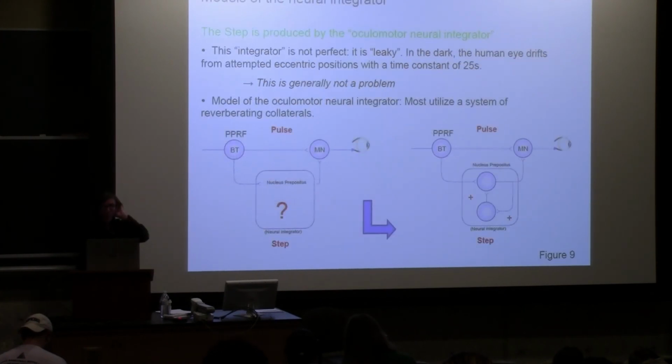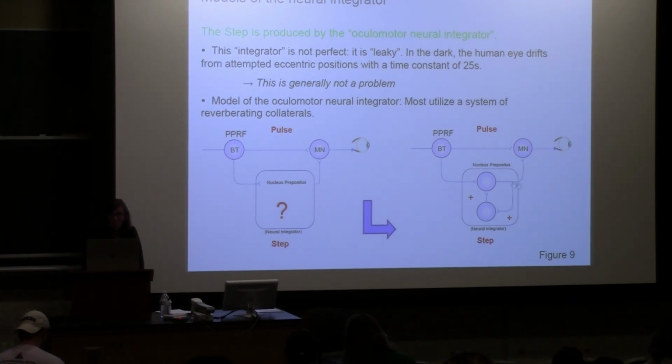Okay. And the question is, how do you do this? Or how does the brain do it? And again, this is the pulse that looks like velocity. So if you record from these PPRF neurons, they just encode a burst during saccades that's graded with velocity. More spikes, the faster you're moving your eye. They project directly to both the motor neurons and to the nucleus prepositus.